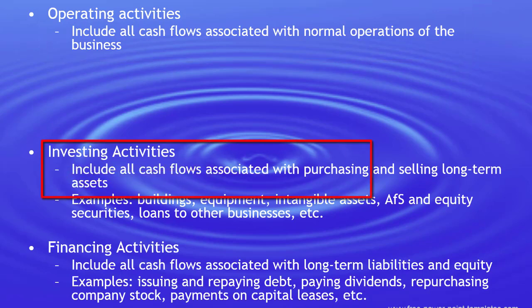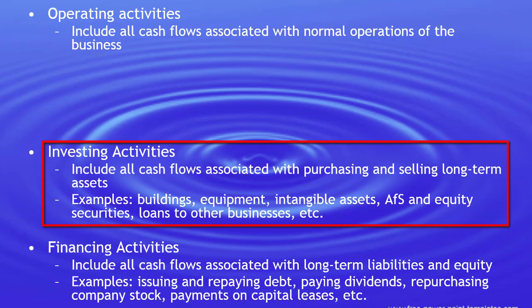These are all the cash flows associated with purchasing and selling long-term assets. So buildings that we buy or sell, equipment that we buy or sell, if we purchase intangible assets, if we buy available for sale or equity securities, if we make loans to other businesses, etc. All the kinds of investments we can make, that's what goes in our investing activities.